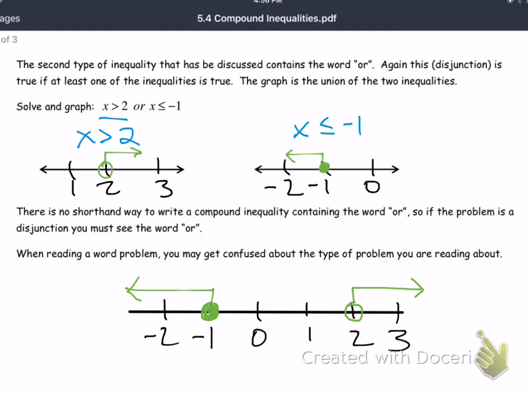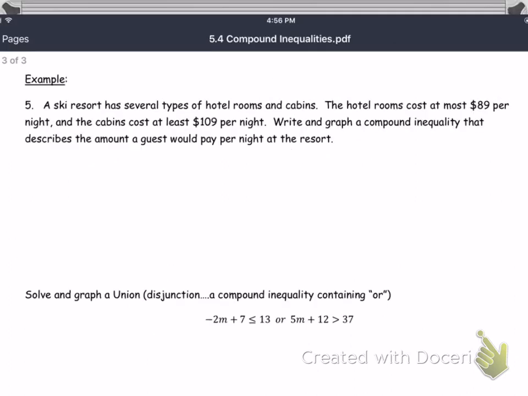So if we jump to the next page, we can get to some examples. Now, I'm going to skip this word problem for now, and then I'm going to come back to it in just a little bit. But if we go to this bottom part here, it says solve and graph a union, disjunction, a compound inequality containing or. So this is an or statement. So you won't be intersecting, your graph should be running away from each other.